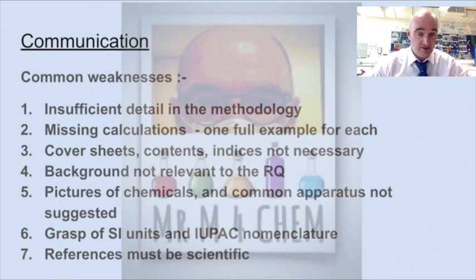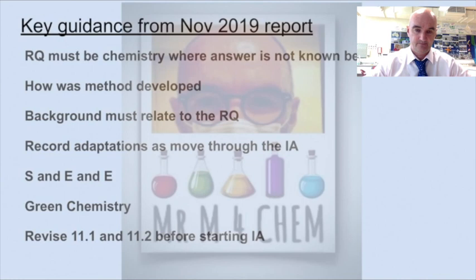Please use SI units and IUPAC nomenclature, which you should be familiar with from your developmental IAs you've done before the final one. And just to say again, the references must be scientific, not general science news. So the key guidance was from the November 2019 report. We're a November school. I think if you watch this in tandem with the May 20 examiners reports, that'll be fantastic guidance to lead you into your May 21 internal assessment.